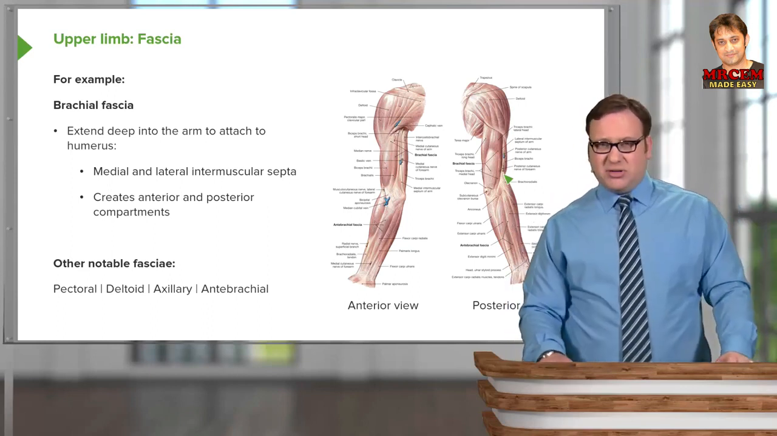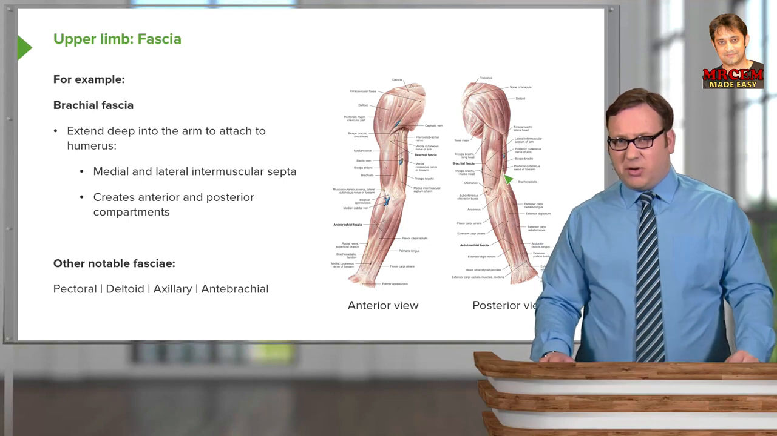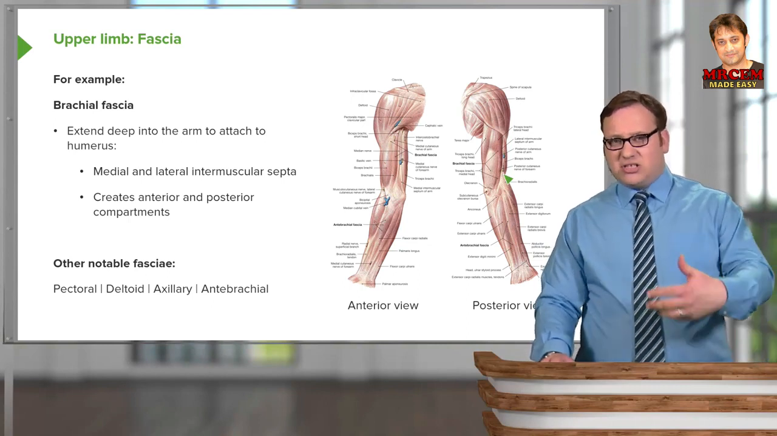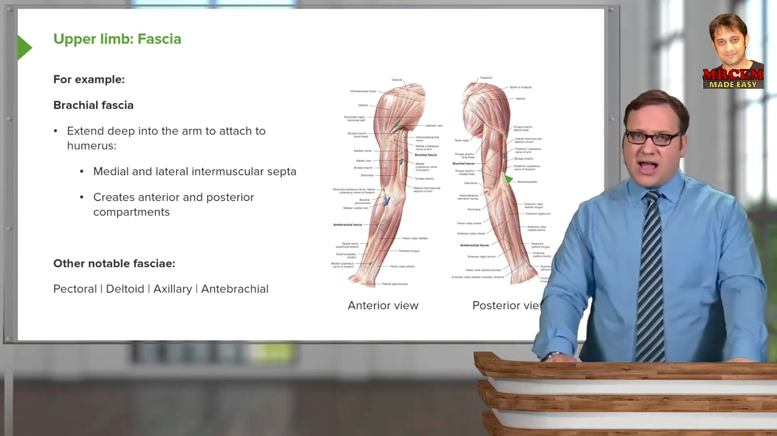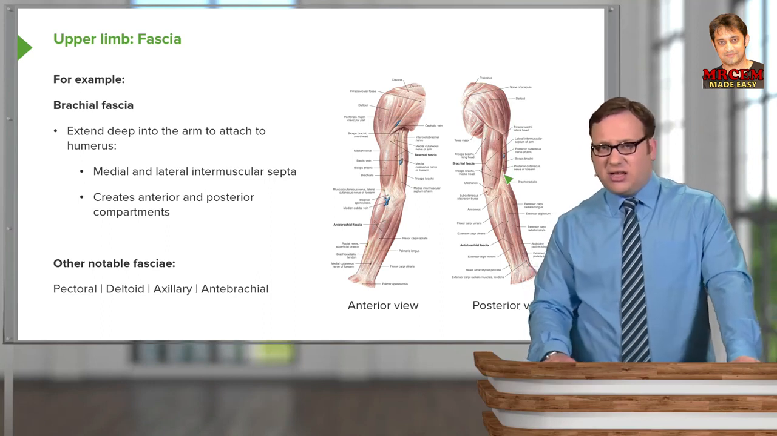A similar arrangement occurs in most regions of both the upper limb and the lower limb. So, for example, in the forearm, we also have an anterior and a posterior compartment.